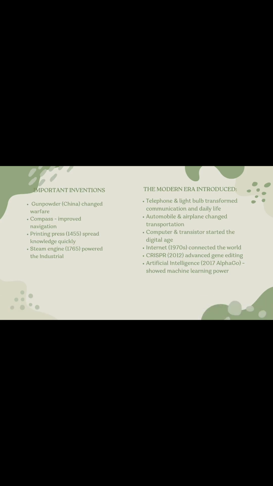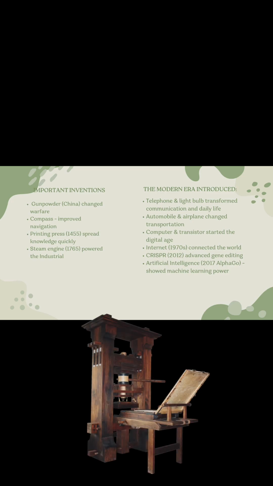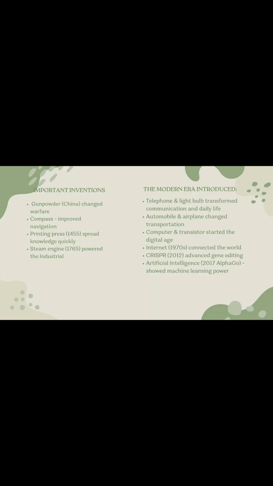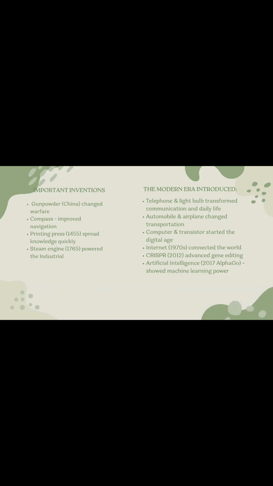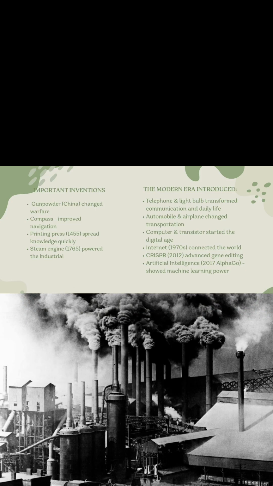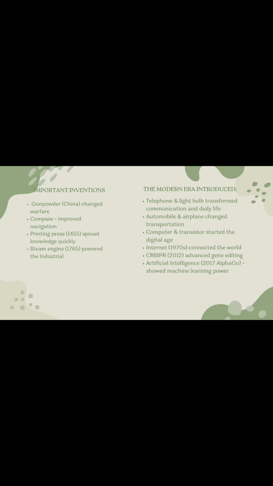In the year 1455, the Gutenberg printing press. Books became cheaper and knowledge spread faster. In the year 1765, James Watt improved the steam engine. This started the Industrial Revolution. So now, let's move on to modern technology.